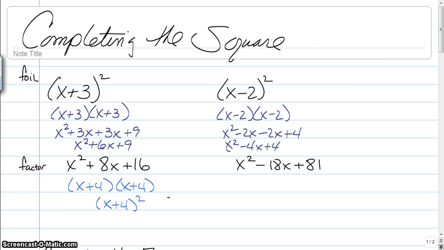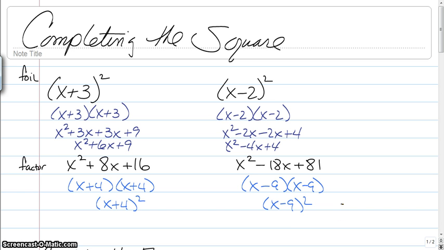What's the square root of 81? 9. Times 2 is 18. Or what's half of 18 squared? 81. But let's do this the old-fashioned way. What two numbers multiply to a positive 81 but add to a negative 18? That's x minus 9, which means this is x minus 9 squared.